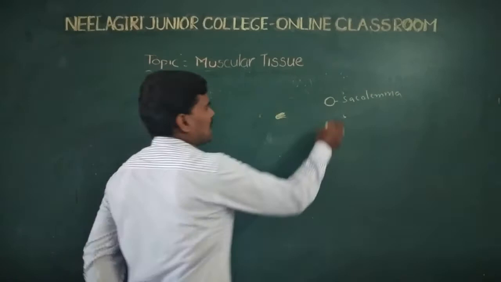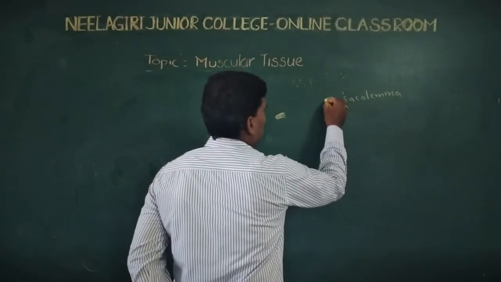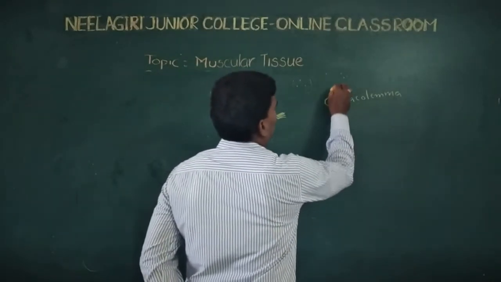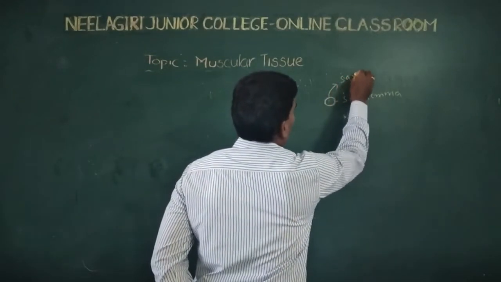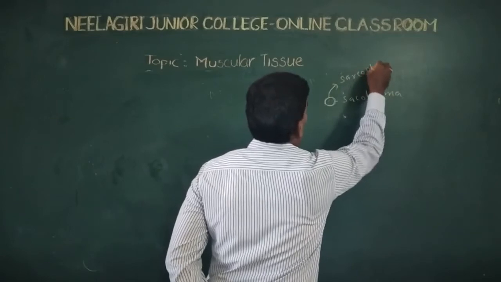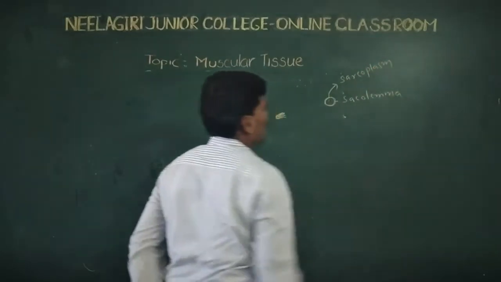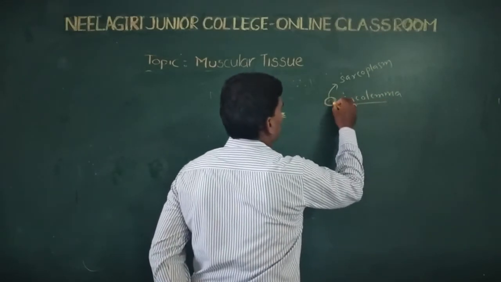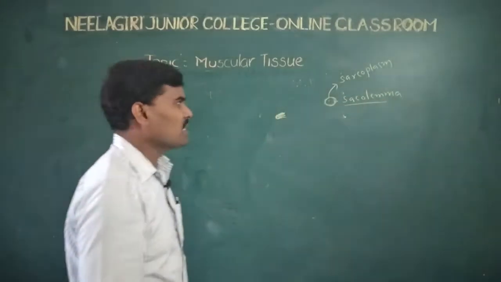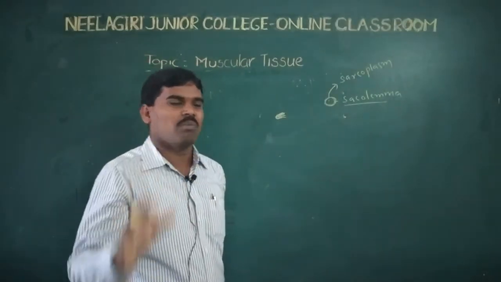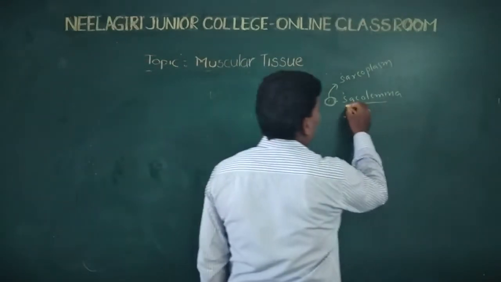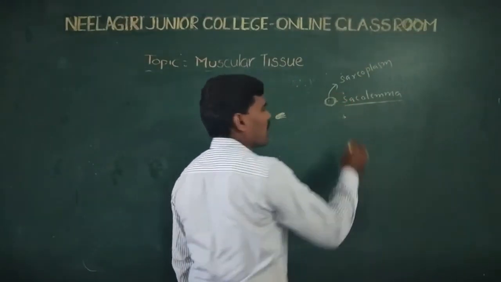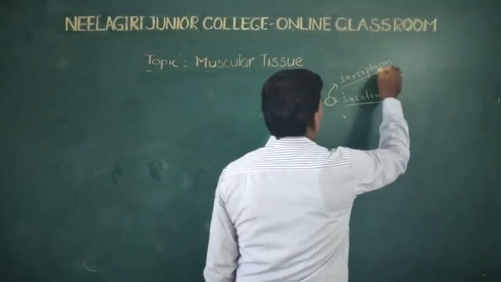Sarcolemma. Inside the muscle, cytoplasm is present. This type of cytoplasm is called sarcoplasm. Sarcolemma is the plasma membrane. So each muscle fiber's outer surface is covered by one layer, and this layer is called sarcolemma. The cytoplasm inside the muscle is called sarcoplasm.